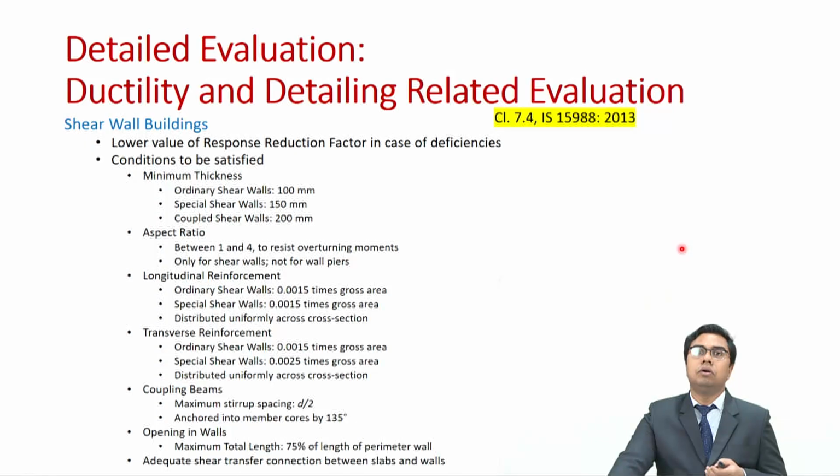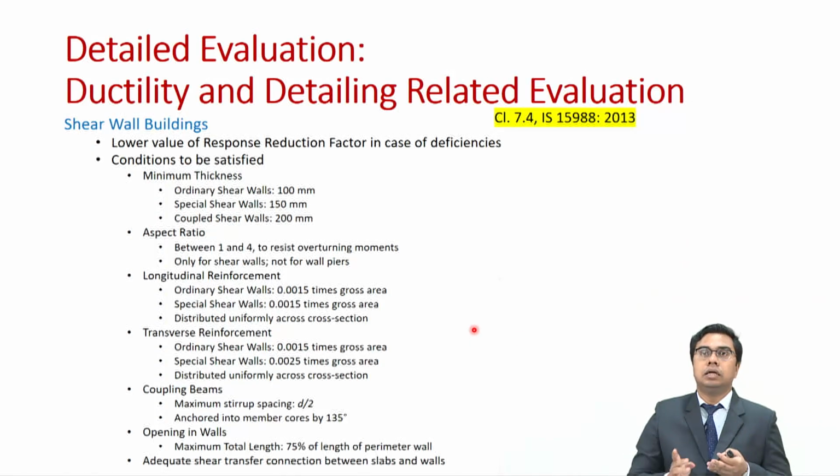Now, let us look into shear wall buildings. Again, the premise is the same. If your shear wall building is found to be deficient when it comes to ductile detailing or the ductility and detailing related evaluation, then in that case we need to use a lower value of response reduction factor to estimate the demand on the building, and because of the lower value of response reduction factor, the demand will increase, and then we can conclude again whether the building has an admissible demand to capacity ratio or not.